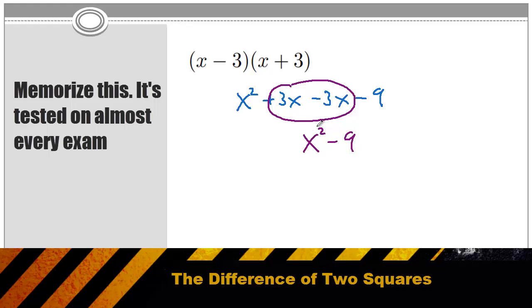Notice how in my final answer I have a perfect square on my left, and then I'm subtracting another perfect square because 9 is the same thing as 3 squared. So I have a perfect square minus another perfect square. That is why this situation is called the difference of two squares. This is a situation you need to memorize.